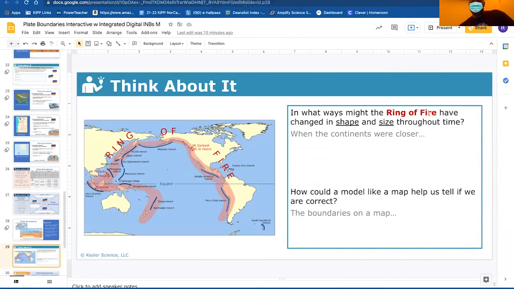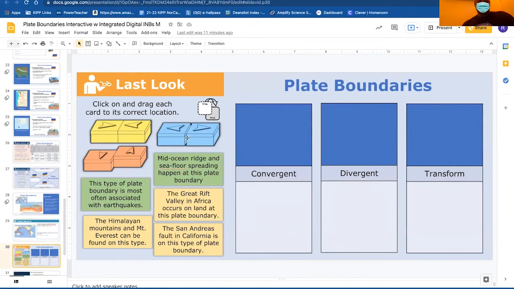So, in what ways might the ring of fire have changed in shape and size throughout time? So, imagine if this is seafloor spreading happening and all these things are moving, how might this have been different? And how could a model like a map help us tell if we are correct? Here's where you have to use your imagination and think what's going on? How could that map have helped? What might it have looked like? Imagination. All right. We're almost getting to the end here.